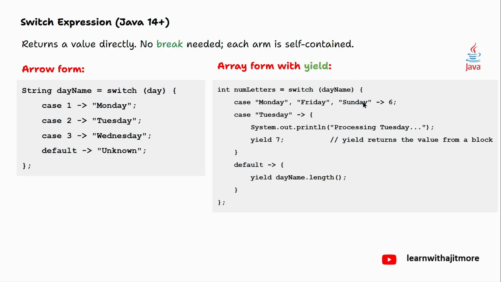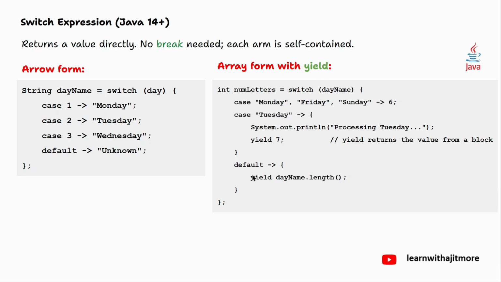ये बाहर का dayName इन तीनों में से किसी के साथ भी मैच हुआ तो what is returned? You have just returned 6, तो वो 6 return होगा, numLetters में आ जाएगा. Getting? But if that dayName is matching with Tuesday, then you are writing a block of code. And in that block, first statement is printing, that is processing Tuesday. And then here also you want to return something which will get stored in this variable. But that you have to return using yield. See, yield returns the value from a block.